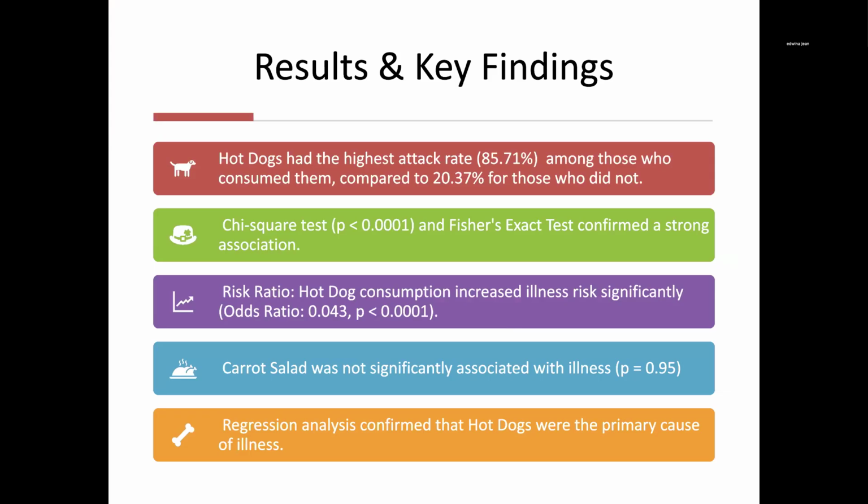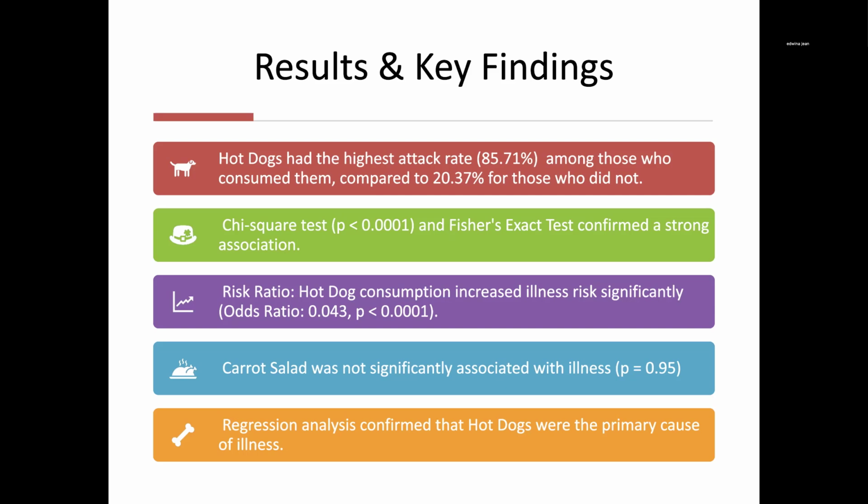Results and key findings. Hot dogs had the highest attack rate, 85.71% among those who consumed them, compared to 20.37% of those who did not. Chi-square test, p less than 0.0001, and Fisher's exact test confirmed a strong association.